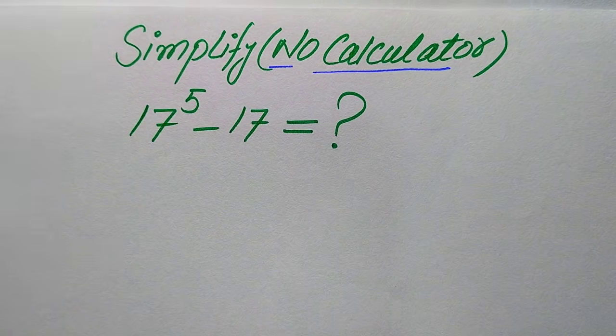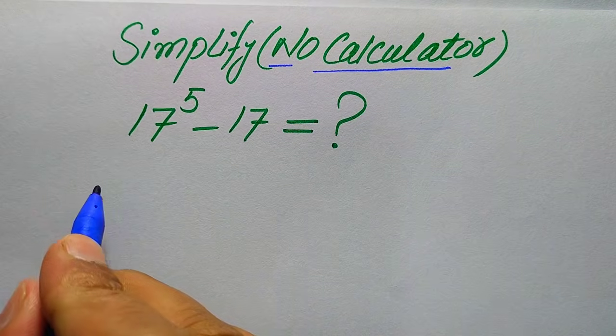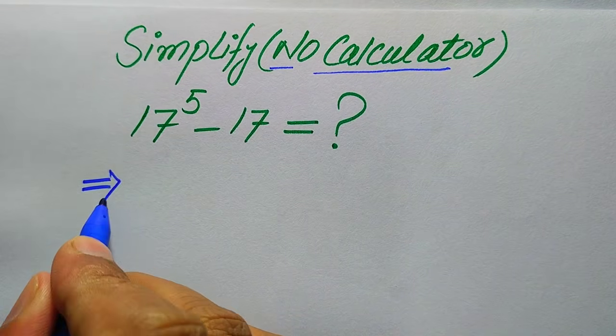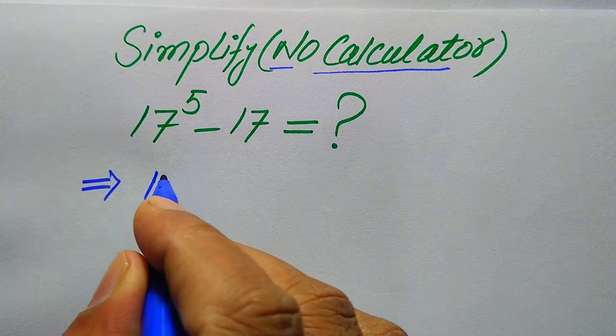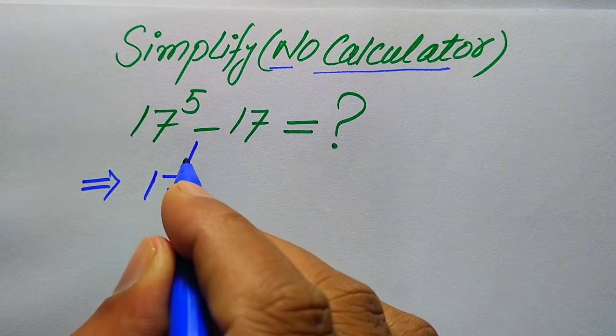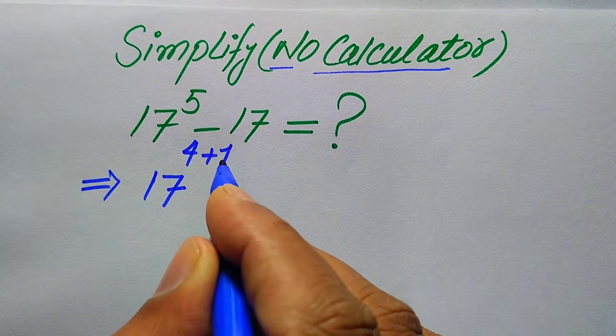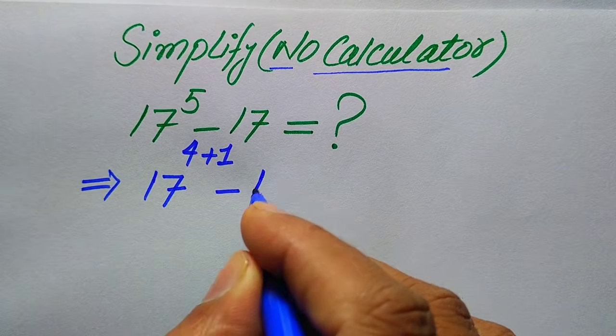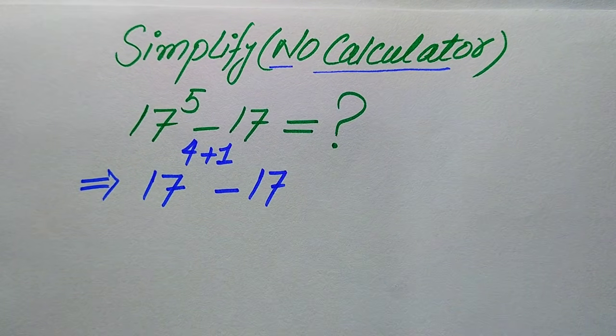And now we move toward the solution of this problem. So here first we need to focus on the exponent of this term, and its exponent is 5, and we write this 5 as 4 plus 1 and minus this is 17. So here we use the nice exponential law.